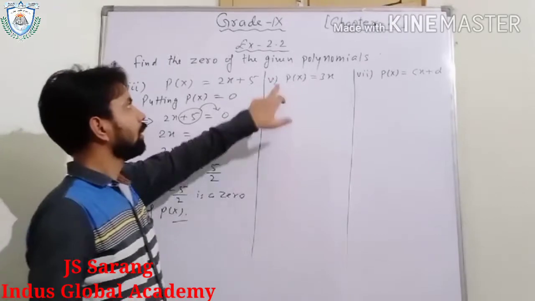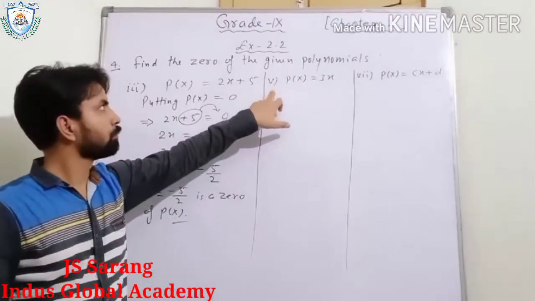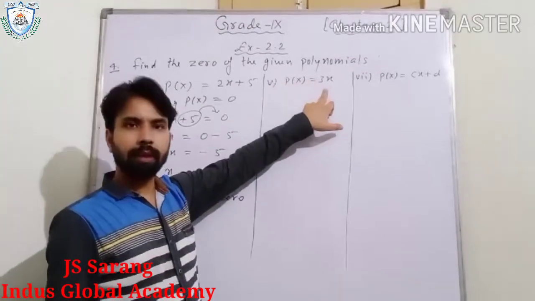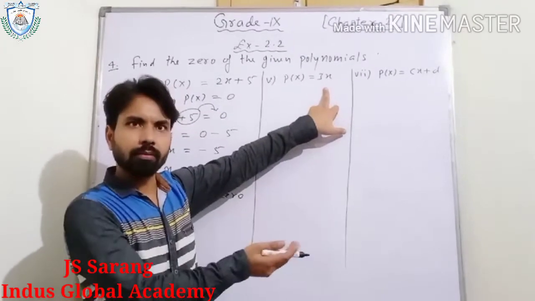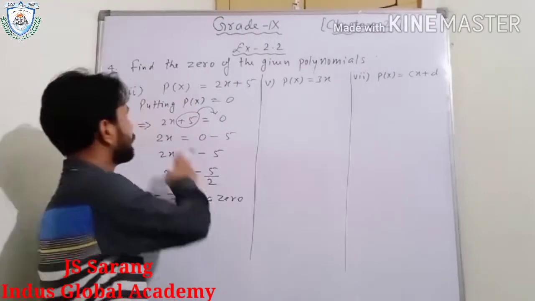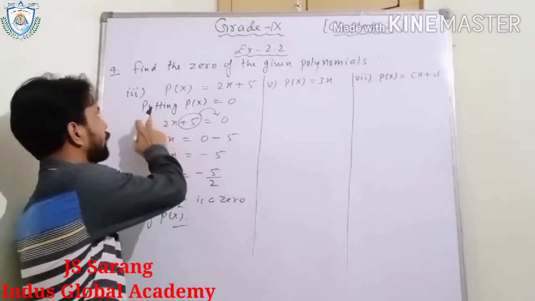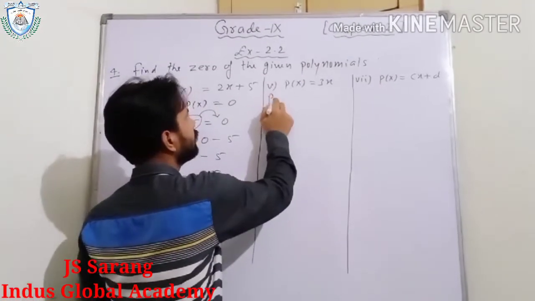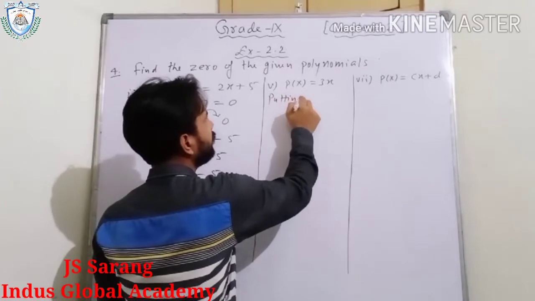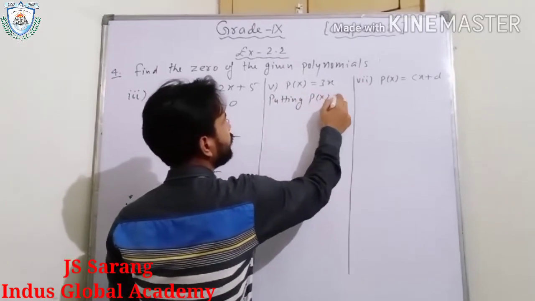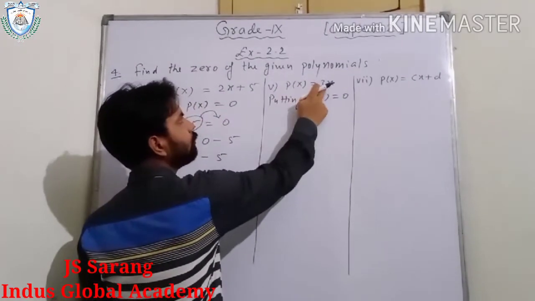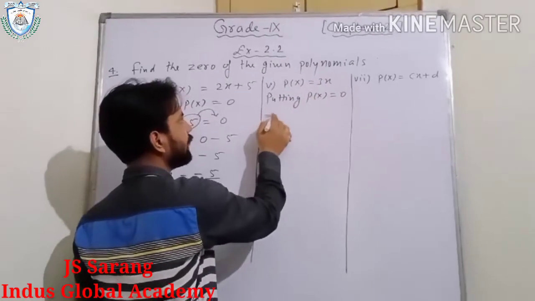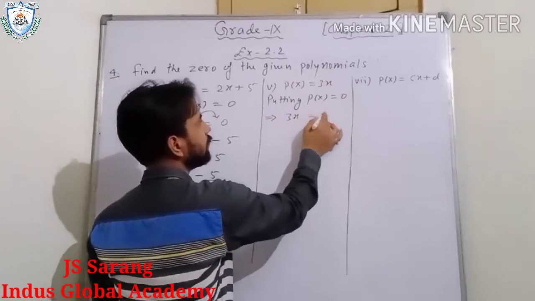Similarly, we will solve the fifth part. p(x) equal to 3x. We have to find its 0. So how can we find? Same process we will follow. Putting p(x) equals 0. So here we have to write, putting p(x) equal to 0. But p(x) is what? 3x. So it implies that 3x equal to 0.